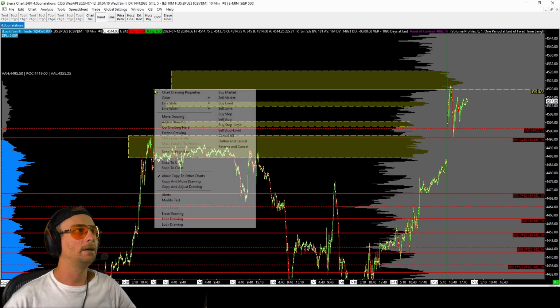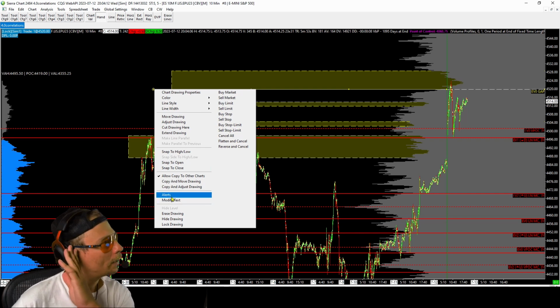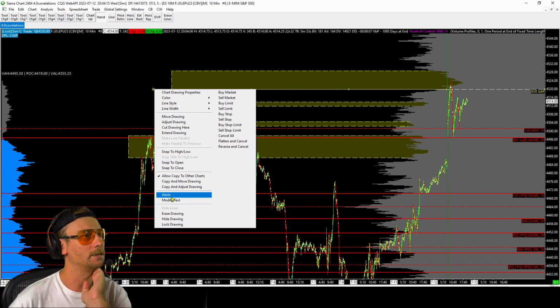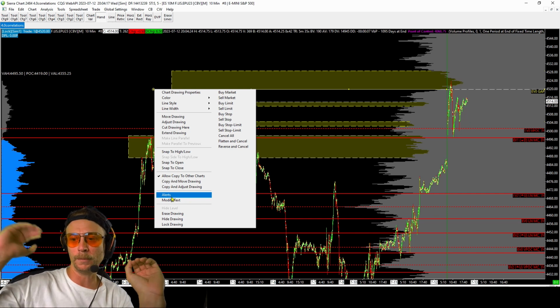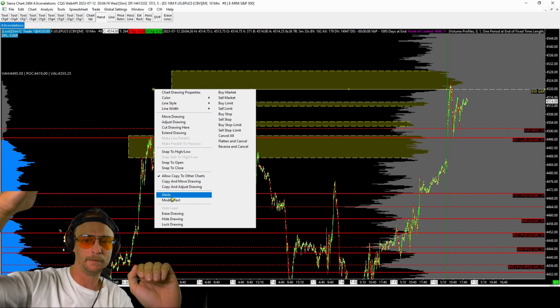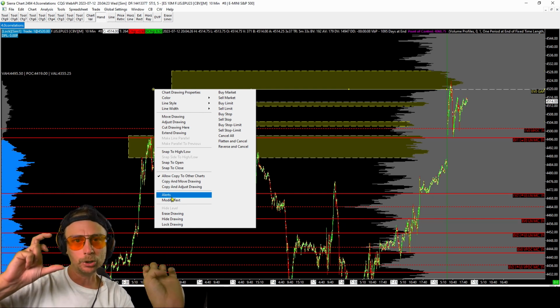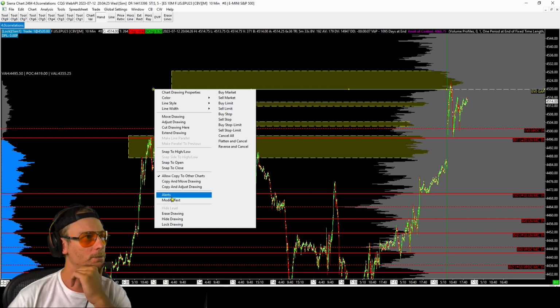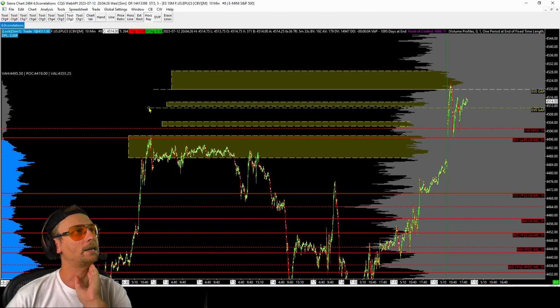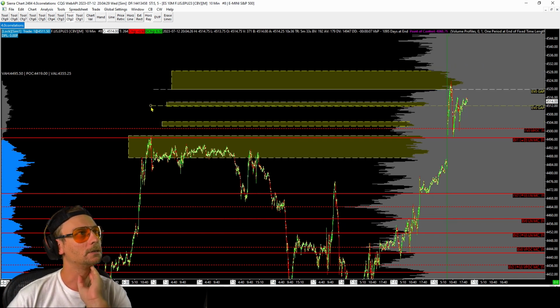So now, I want to put this line on the side of where the price is coming from. If we're above the level, the line goes above. If we're below, it goes below. Because I need the label to be closer to where the price is approaching from. So next, I'm going to copy and adjust this.